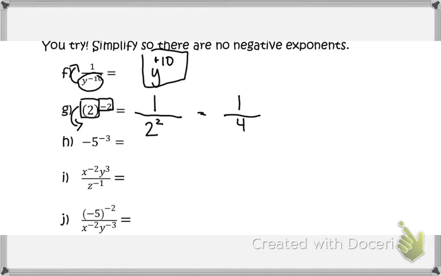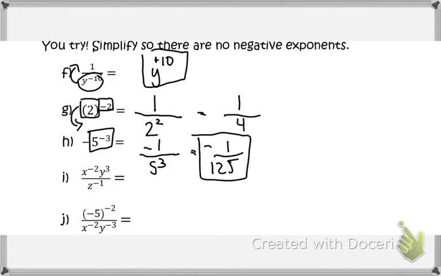How about h? For h, I have negative 5 to the power of negative 3. I'm going to go ahead and bring this to the bottom. So I'm going to leave that negative 1 on top. And I'm going to have 5 to the third, which is going to be negative 1 over 125. 5 times 5 times 5, 3 times, is 125.